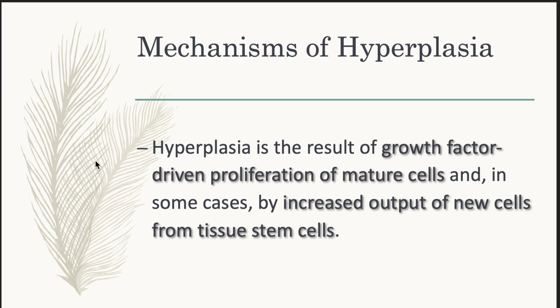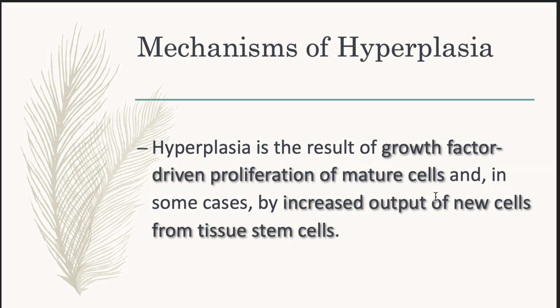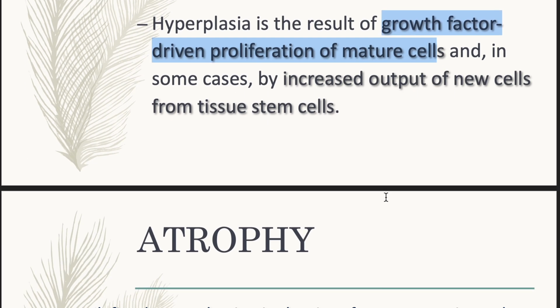So, mechanisms of your hyperplasia. Hyperplasia is the result of growth factor-driven proliferation of mature cells and in some cases by increased output of new cells from tissue stem cells. Okay, so tissue stem cells, sila ang nag-produce og other cells. So, mahimo siyang hyperplasia kay nag-output sila. And also, it can be a result of growth factor driven proliferation of mature cells na gina-trigger sa ila.